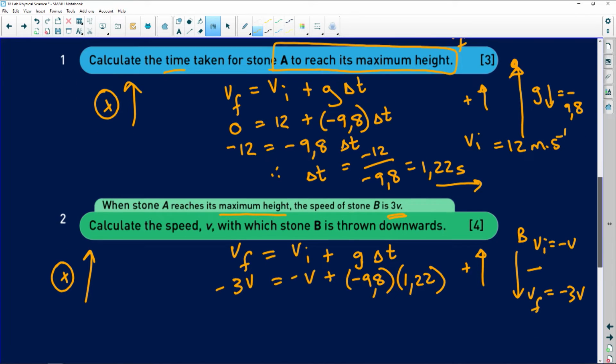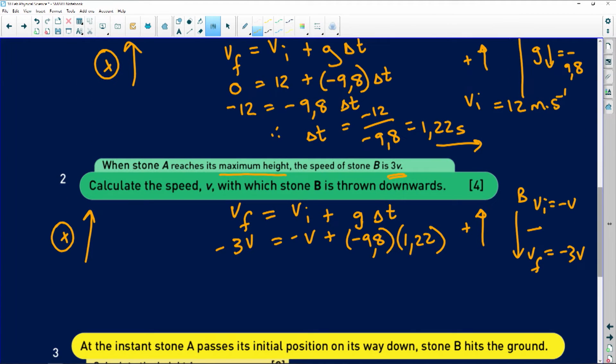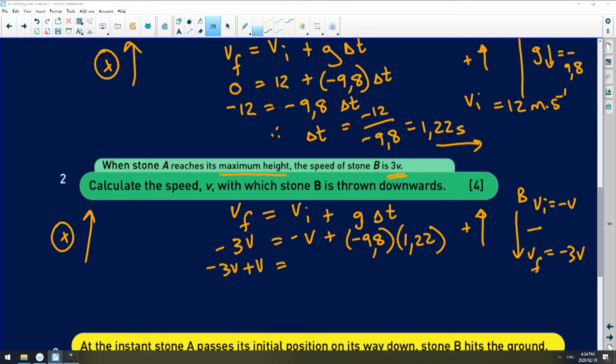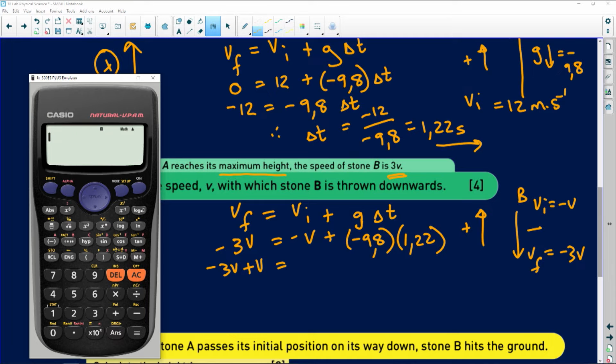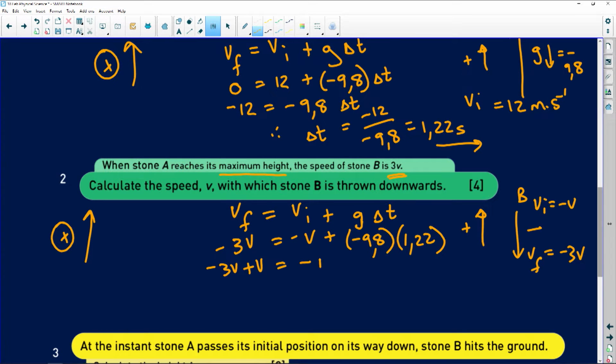Now it's actually not that difficult. So now we just need to solve. So we're going to get minus 3v plus v equals. Now we need our faithful calculator. So we're going to go 1,22 multiplied by 9,8, and that is going to equal 11,956. So it's going to equal minus 11,956. Let us just leave it with that, it's fine.